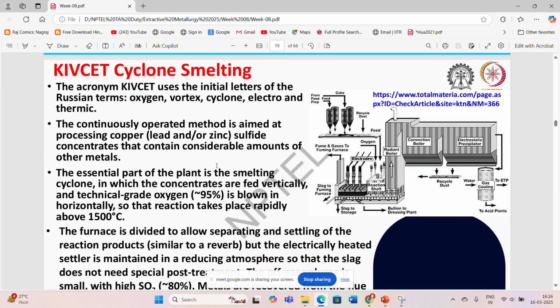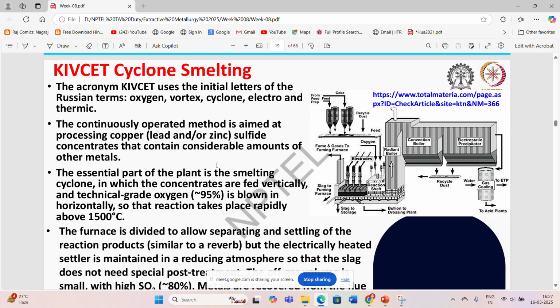Then coming to the KIVCET cyclone smelting process, the acronym KIVCET uses the initial letters of the Russian terms, which include oxygen, vortex, cyclone, electro, and thermic. The continuously operated method is aimed at processing copper sulfide concentrate that contains considerable amounts of other metals. The essential part of the plant is the smelting cyclone, in which the concentrates are fed vertically and technical grade oxygen having 95% purity is blown in horizontally, so that the reaction takes place rapidly above 1500 degrees Celsius.